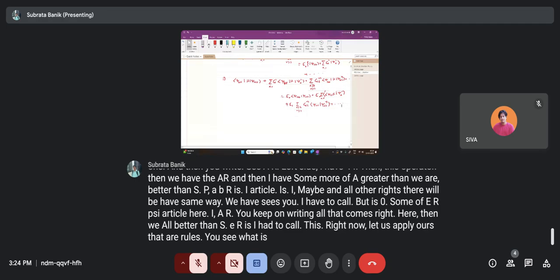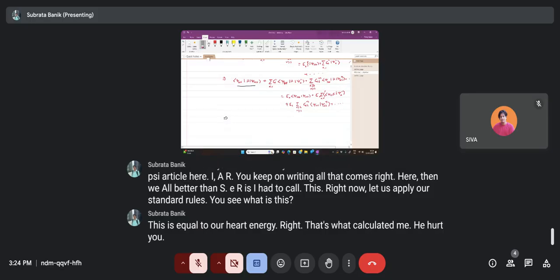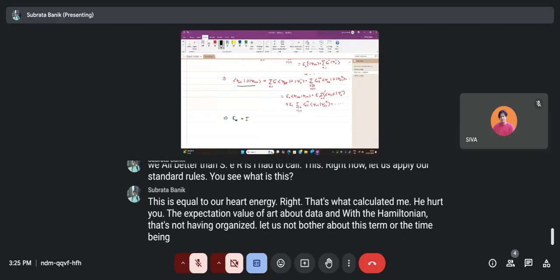You see, what is this? This is equal to our Hartree-Fock energy, right? That's what I have calculated. I mean, this is E Hartree-Fock, the expectation value of the Hartree-Fock determinant with the Hamiltonian. That's what Hartree-Fock energy is. Let us not bother about this term for the time being. We have a simplification for that.